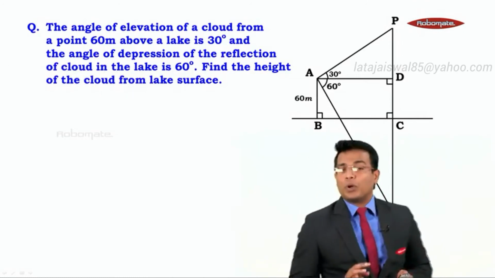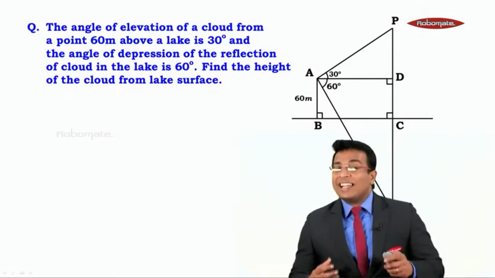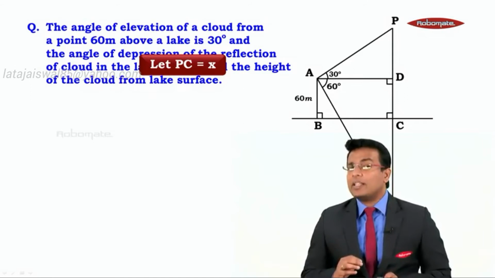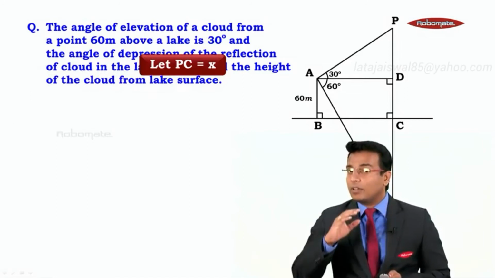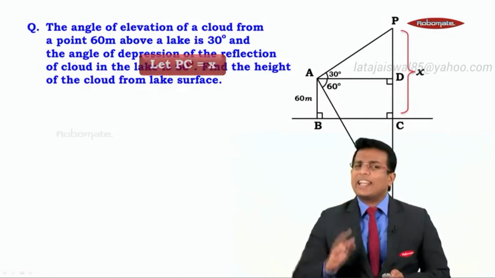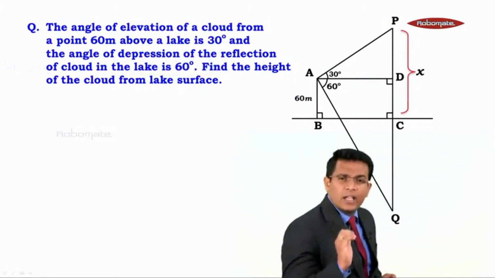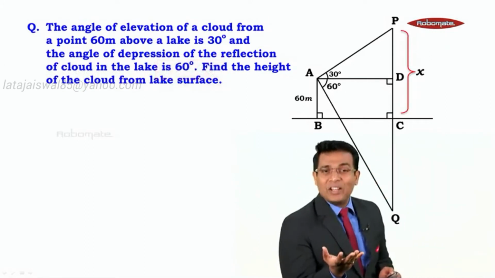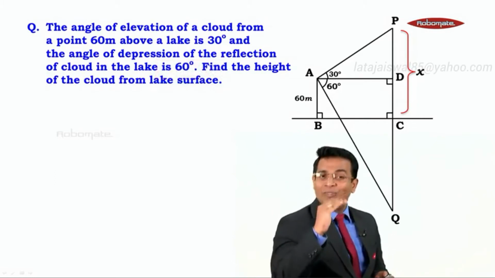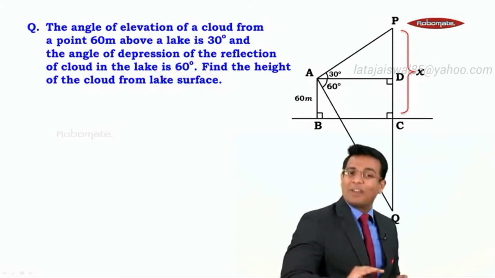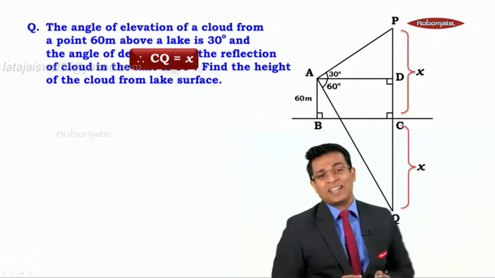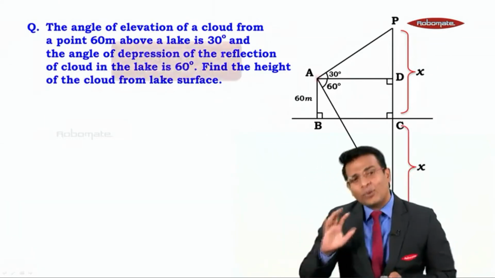Very simple. Observe. First we'll describe the figure, then we'll see how to solve it. We need to find the length of PC, that's the height of the cloud from the lake surface. So we take PC as x. But if PC is x, what will be CQ? Both are equal, because the distance of the cloud from the lake surface and the distance of its reflection from the lake surface is the same. So CQ is also x. Easy, right? This is what we have understood.